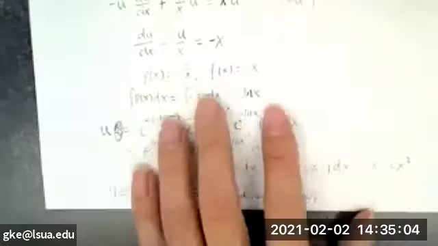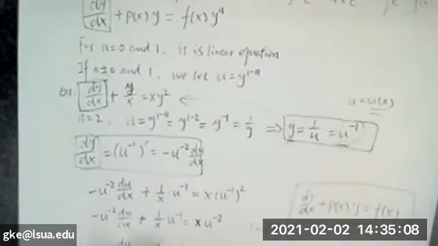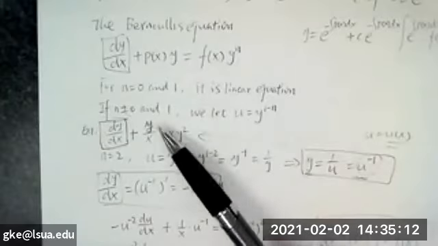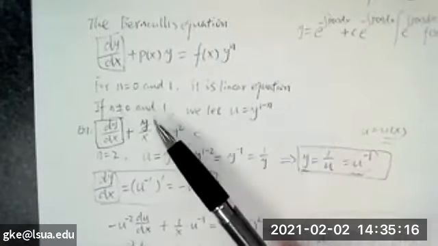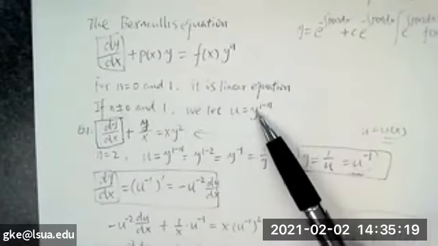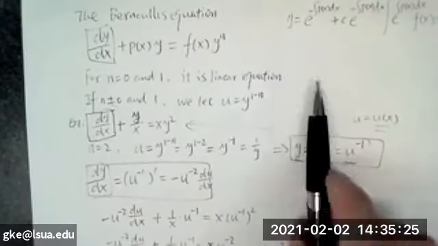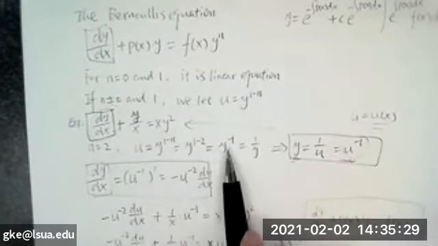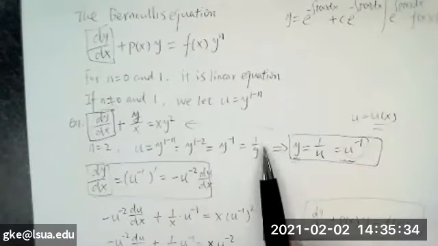So the basic idea is very straightforward. The first step, you need to check whether this is a Bernoulli equation, n doesn't equal 0 or 1. If n doesn't equal 0 and 1, we just let u equal y to the power 1 minus n. And here n is 2, right? So let u equal y to the power 1 minus n.